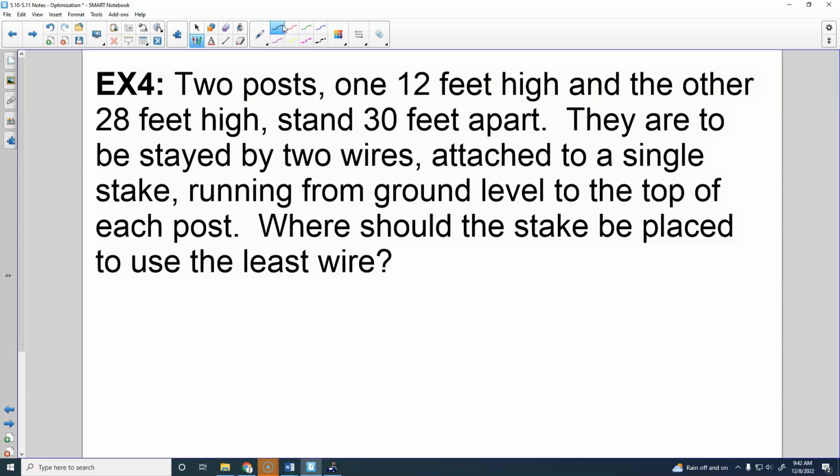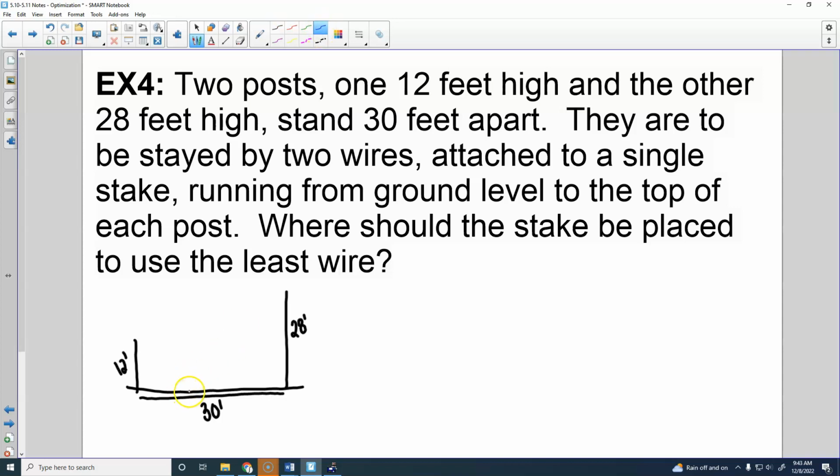Okay. 2 posts, one 12 feet high, the other 28 feet high, stand 30 feet apart. So let's draw this. We've got a 12 feet high post and a 28 feet post. They are 30 feet apart. They are to be stayed by 2 wires attached to a single stake running from the ground level to the top of each post. Where should the stake be placed to use the least wire?